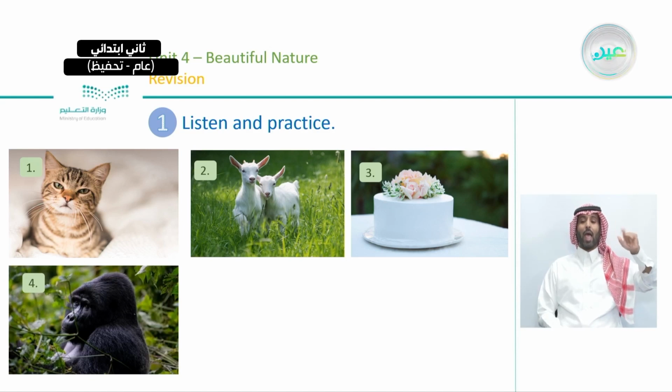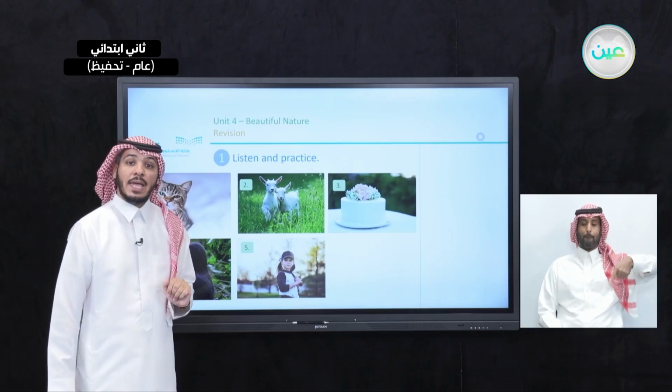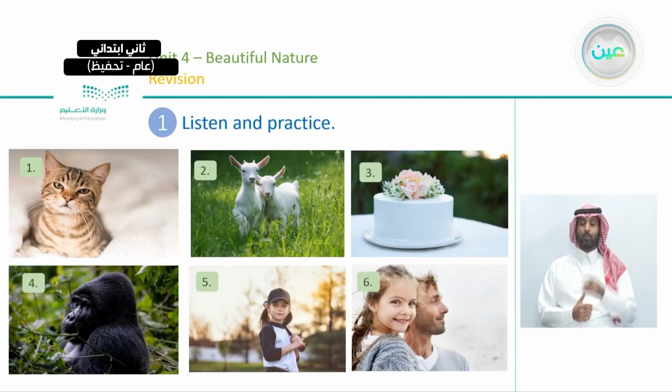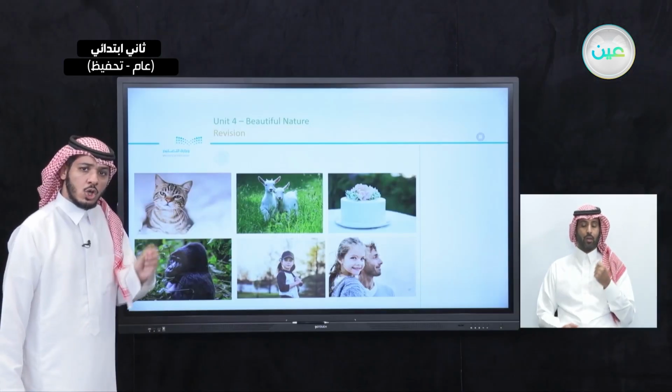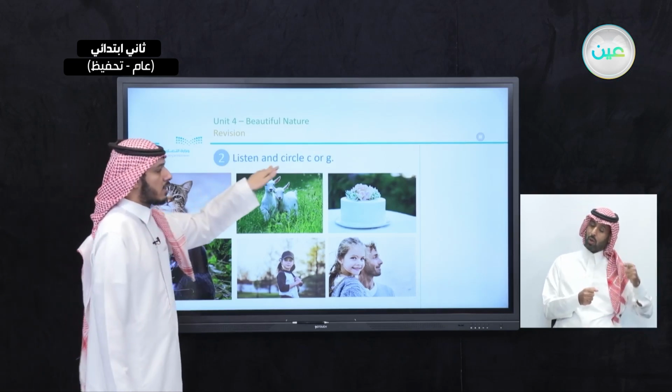Gorilla, gorilla. Okay, what about this? What is this? This is a cap, excellent, cap. Okay, and who's this? This is what? A girl, girl, excellent. Okay, now what we will do, you will tell me, is it C or G? Listen and circle, C or G.